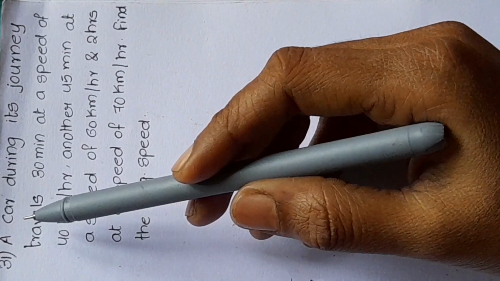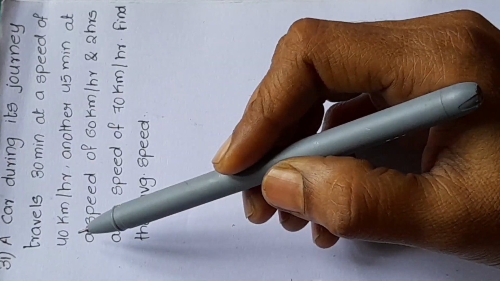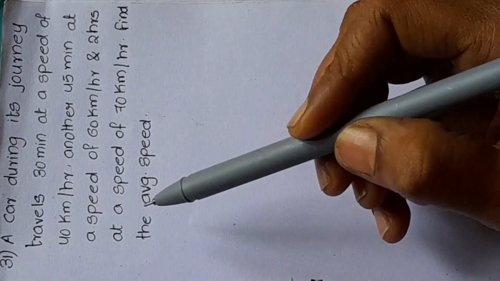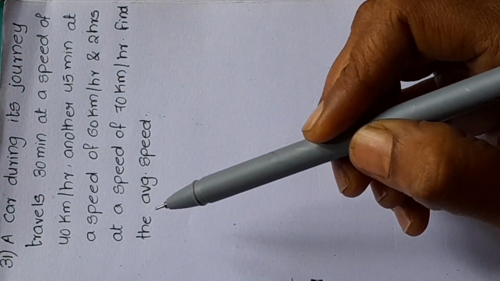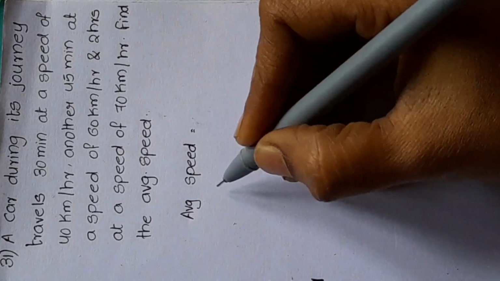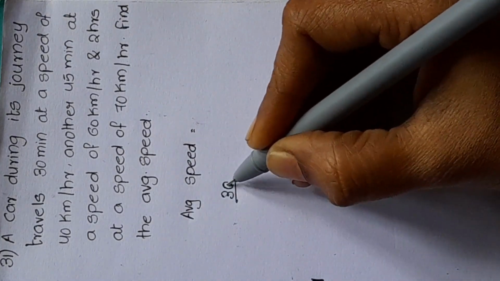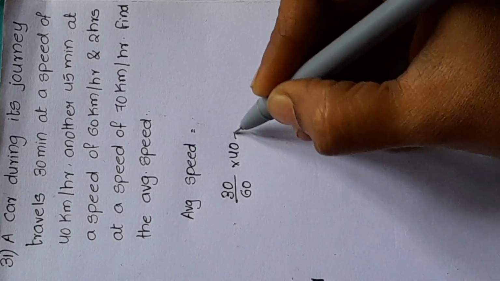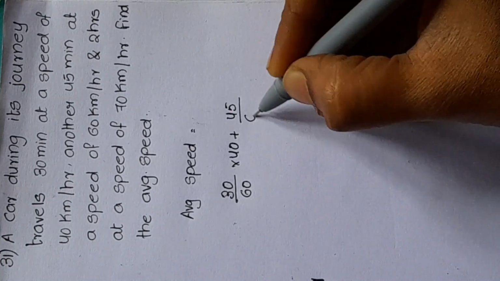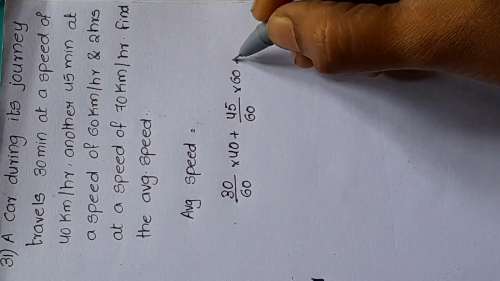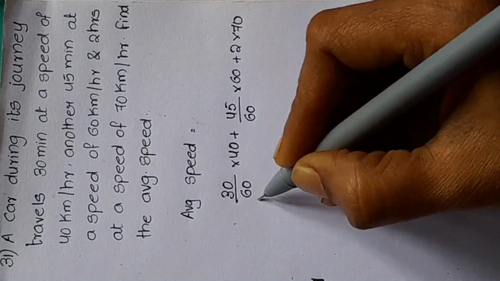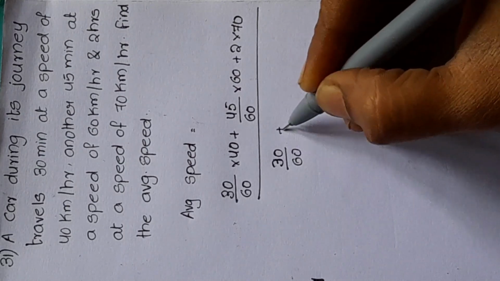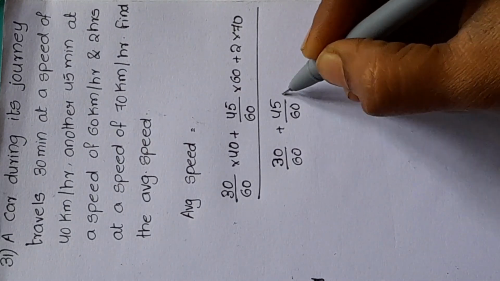Question number 31. A car during its journey travels 30 minutes at a speed of 40 km per hour, another 45 minutes at a speed of 60 km per hour, and 2 hours at a speed of 70 km per hour. Find the average speed. We know that speed is equal to distance by time. So the time is 30 minutes. Convert this into hours. That is 30 by 60 into 40 plus 45 by 60 into 60 plus 2 into 70 by 30 by 60 plus 45 by 60 plus 2.